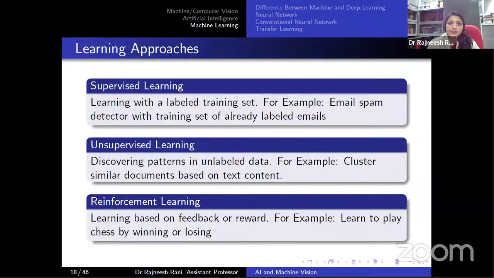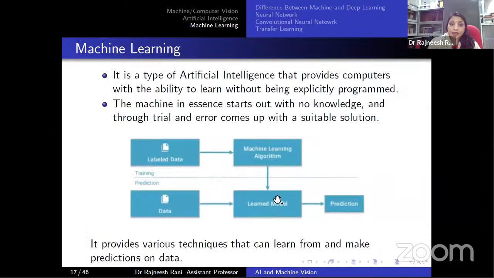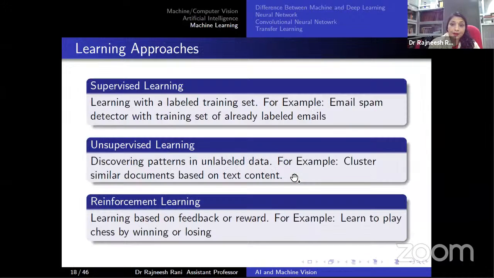Clear? If we divide the machine learning approaches, there are different types: one is supervised learning, one is unsupervised learning, and one is reinforcement learning. Supervised learning means learning with a labeled training set. For example, an email spam detector with a training set of already labeled emails. Like we just did, here we have labeled data, and we train the system with the labeled data.